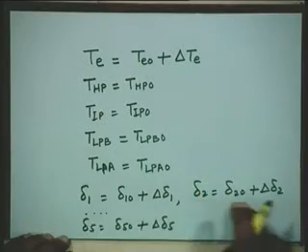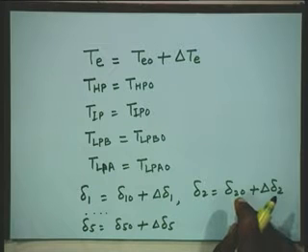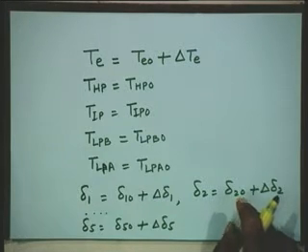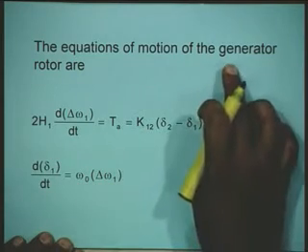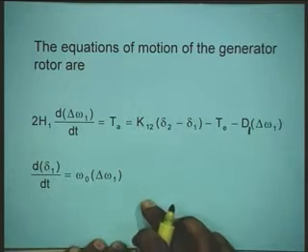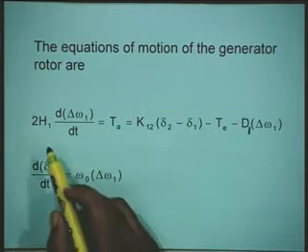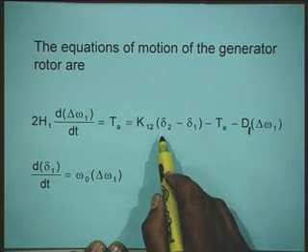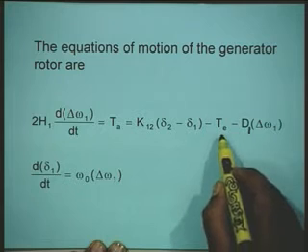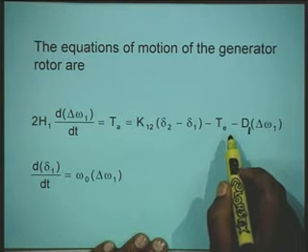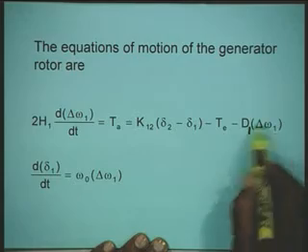Now, using these small perturbations around the operating condition, we can write down the dynamic model of the system around the operating condition. Now, suppose I consider this equation, this is the equation for motion of the generator rotor. Now, here when you substitute delta 2 equal to delta 2 O plus delta delta 2, delta 1 equal to delta 1 O plus delta delta 1, Te as Teo plus delta Te, and this term remains same.